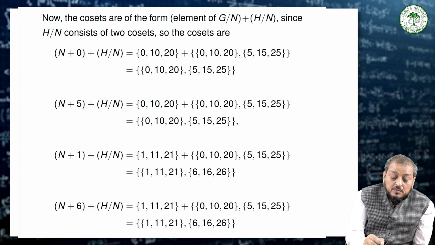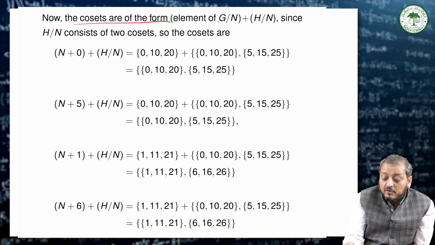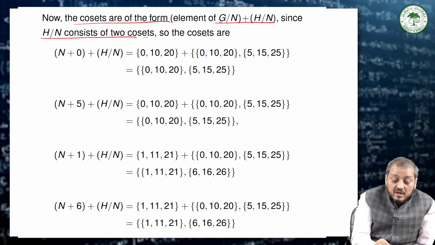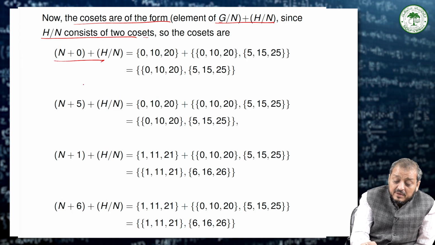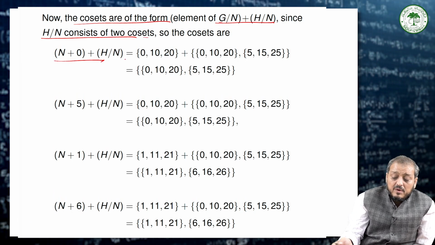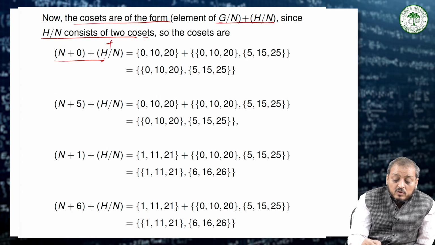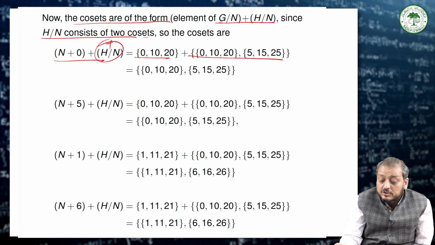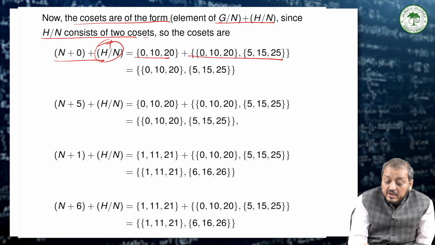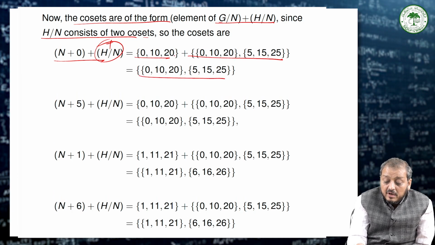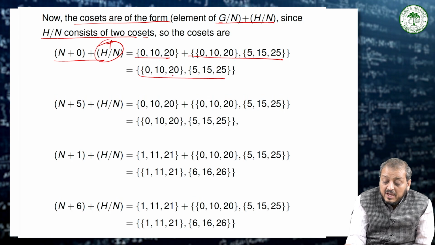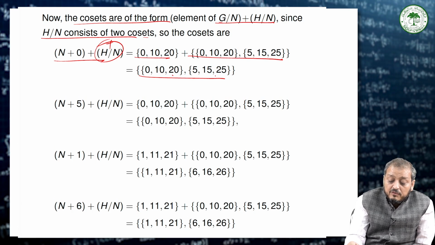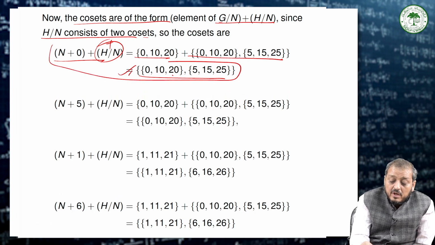Now the cosets are of the form of an element of N plus something, and H consists of two cosets, so N plus 0, and this we can write as H by N. H by N means it can be written as a coset of this thing. So this is N plus 0 in this form, and this coset we have to write in this form. And now if we add these two, we get it in this form. So by this we have 0, 10, 20, and then we have 5, 25 and 30 plus 15, which is 45, equal to 15. So this coset is in this form.